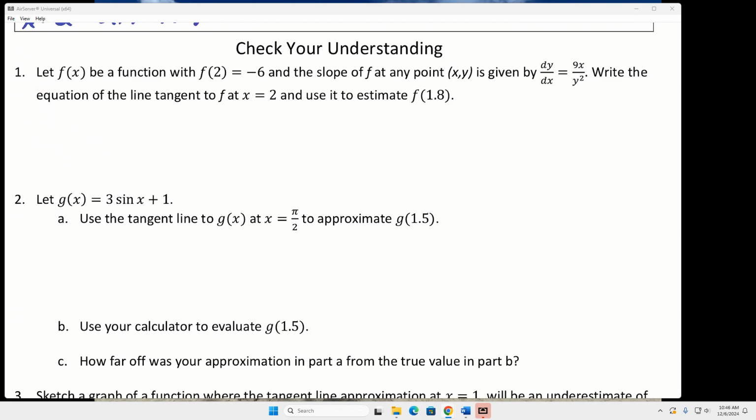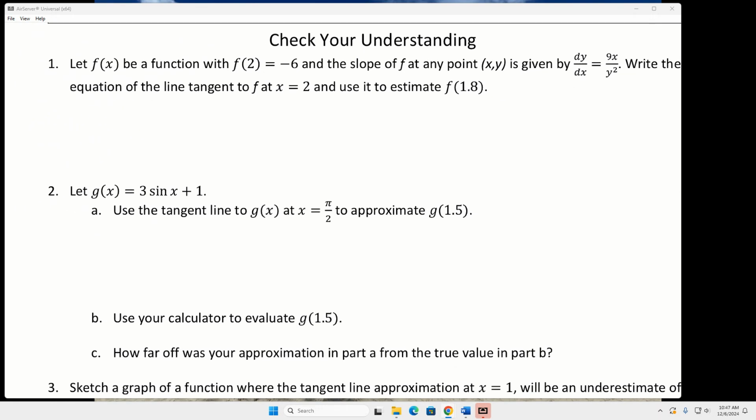We do know 1 point on the function, that f of 2 is -6. And we know the derivative. We know we can find the slope by using this derivative. We're going to write an equation of the line tangent to x equals 2, and then we're going to use it to approximate f of 1.8. So what are the two things I need for a tangent line? Point and slope. Yes.